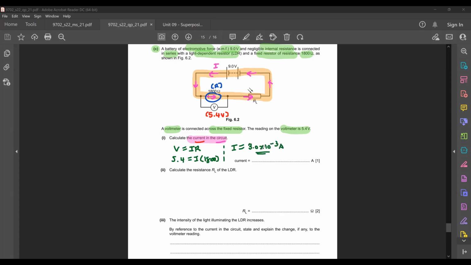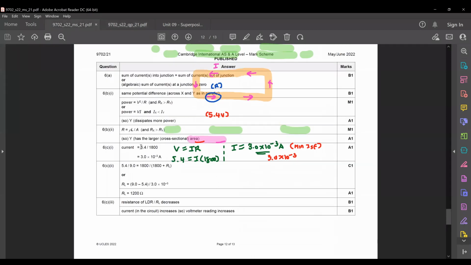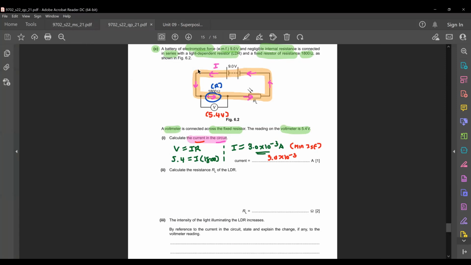Okay, so don't write your answer as just 3. Instead, write it as 3.0 because your answers for paper 2 must be minimum 2 SF. So our answer here is 3.0 times 10 power minus 3 ampere. So let's check the answer whether it's correct. Yes, it is 3 ampere. Then after that, we move on to part 2.